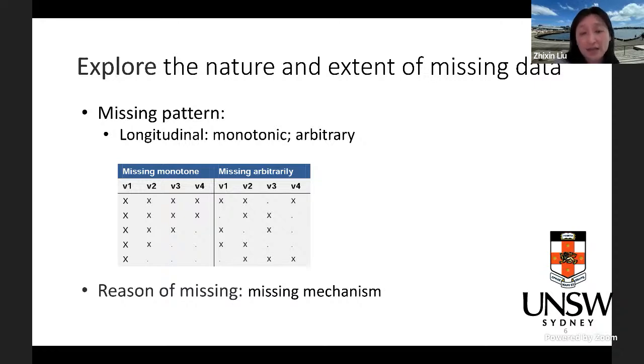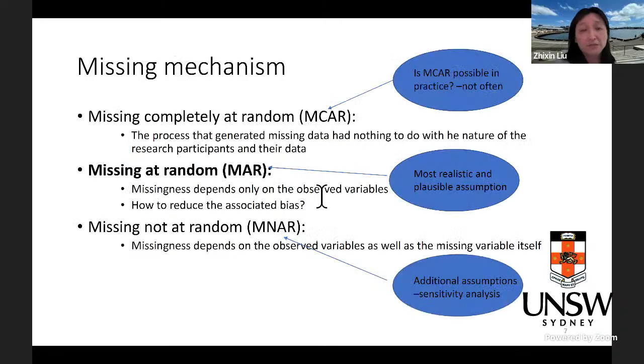And the last, but the most important, is the reason of missing. So what's the reason behind the wave of the missing? Because that is closely linked to the missing mechanism. So we're gonna talk about that next. The missing mechanism is the foundation for us to make assumptions and then to decide what strategy we use to deal with the missing data.